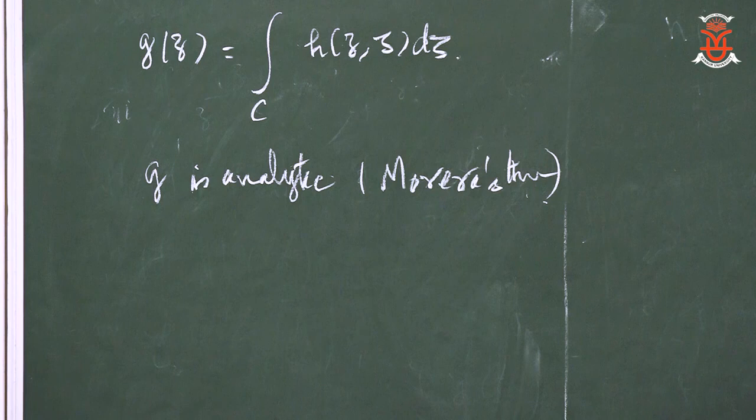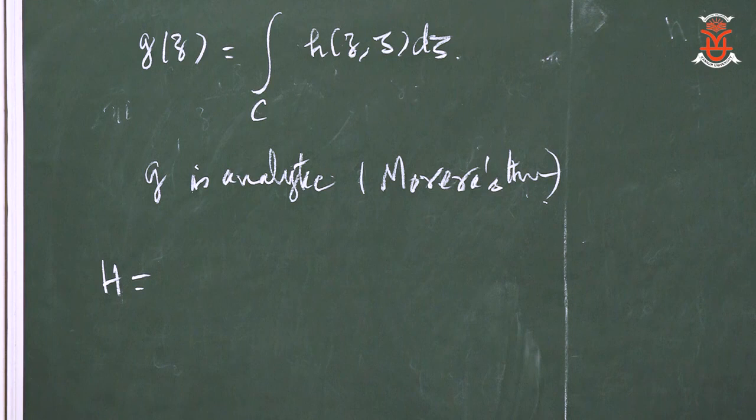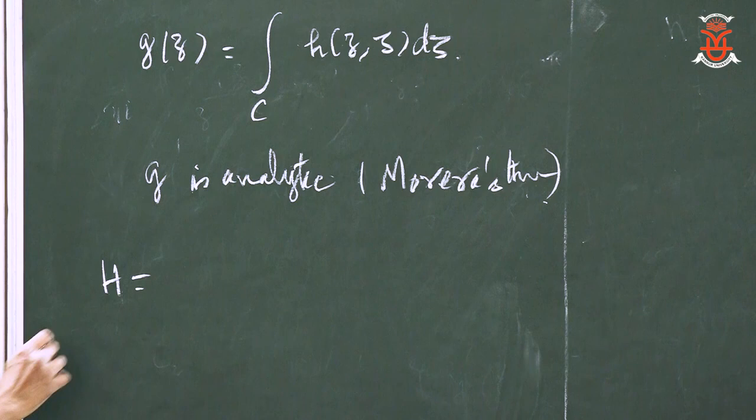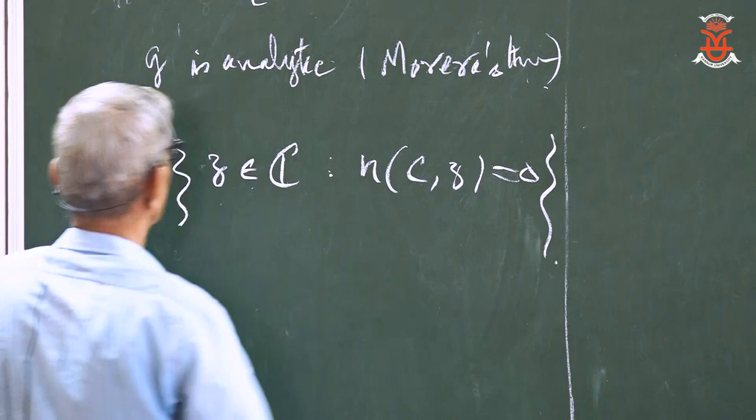As I said, I'll be just writing the various steps involved, without going into the details. But this is quite simple. So look at all points where you have that condition, homologous to zero. All points Z in C. I'm using H because this homology comes in.